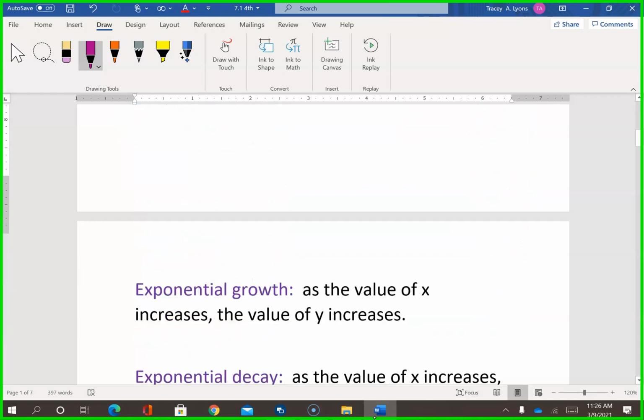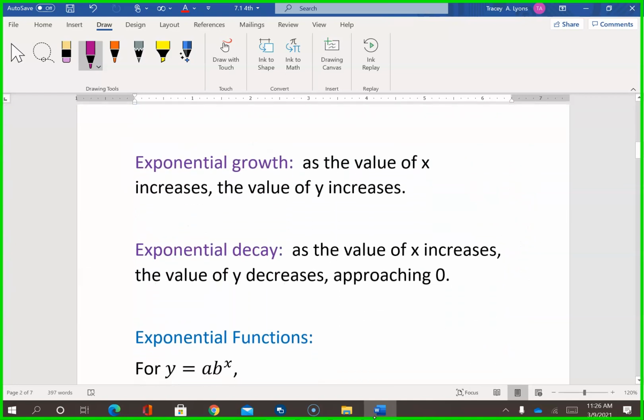Exponential growth: as the value of x increases, the value of y increases as well.